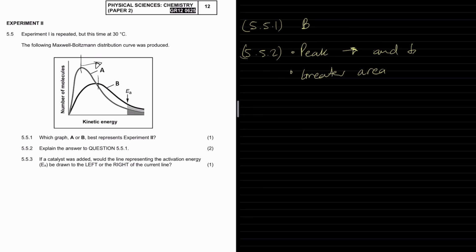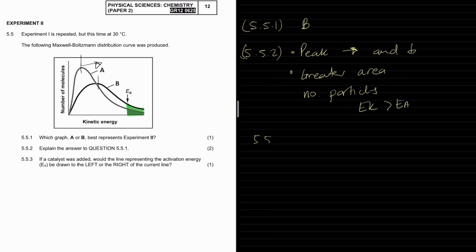And remember that area is going to be the number of particles. So basically you now have more particles that have kinetic energy greater than the activation energy. If you study this curve, you can see that there's a much greater area here for B. So the greater area means that it's going to be at a higher temperature.